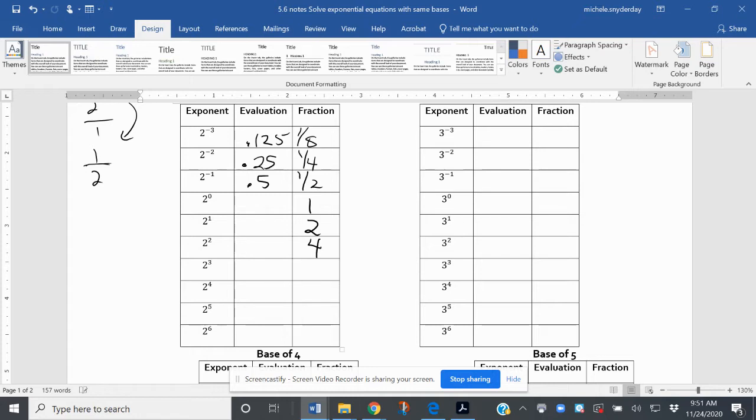Put it in your calculator. 2 to the third power is 8. 2 to the fourth power is 16. 2 to the fifth power is 32. And 2 to the sixth power is 64.